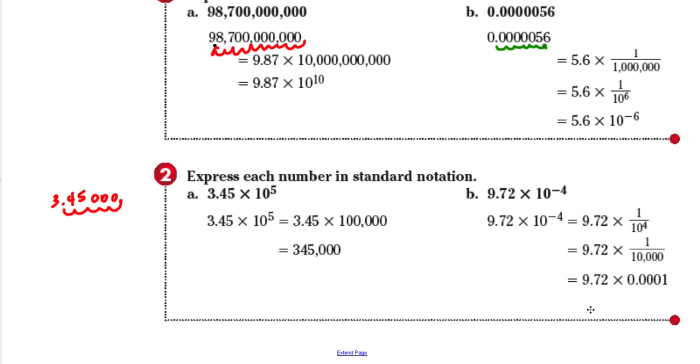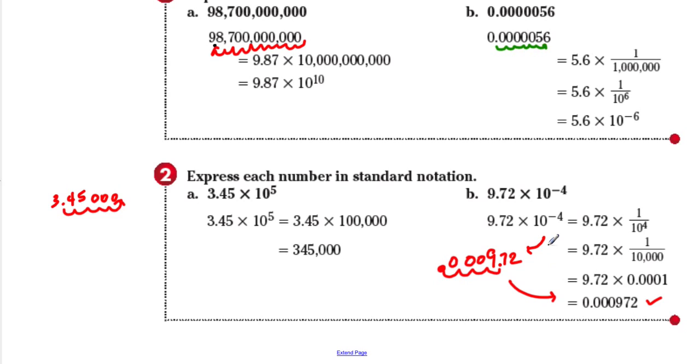And this is 9.72 times 0.0001, which is the same as 0.000972. A shortcut method to this is this. Okay, you get 9.72. And since the exponent is negative 4, instead of going to the right as in letter A, we now go to the left. So we go to the left 4 times. 1, 2, 3, 4, the decimal there, and add the zeros where necessary. So you have 0.000972. Same thing as this one. So this is a shorter method to get to that answer.